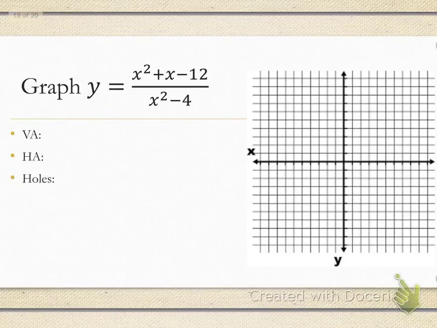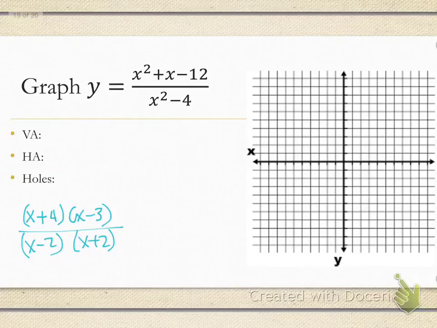Okay, so we're finding the vertical asymptote, the horizontal asymptote, and if they have any holes. So first off, let's go ahead and factor. What multiplies to get me negative 12 and adds to get me 1? So x plus 4 and x minus 3. My bottom, what multiplies to get me negative 4, but when I add it gets me 0, is going to be x minus 2, x plus 2. Okay, so I don't have anything that cancels, so I'm not going to have a hole.